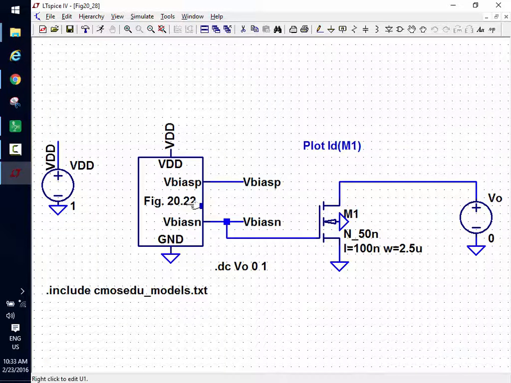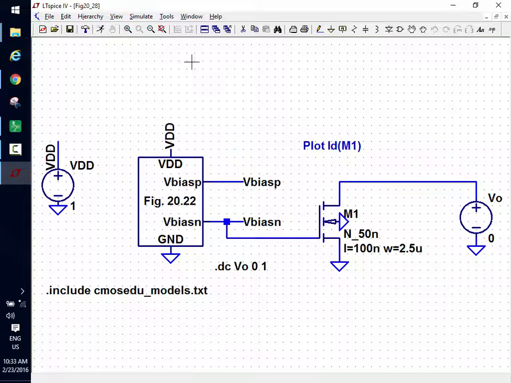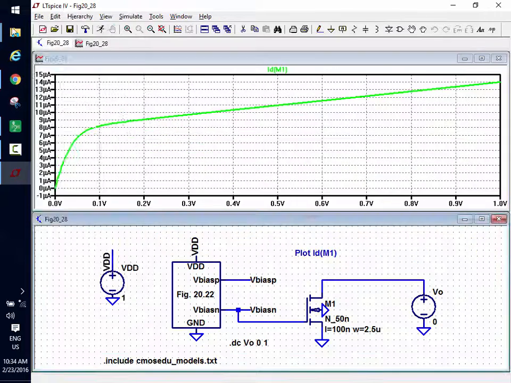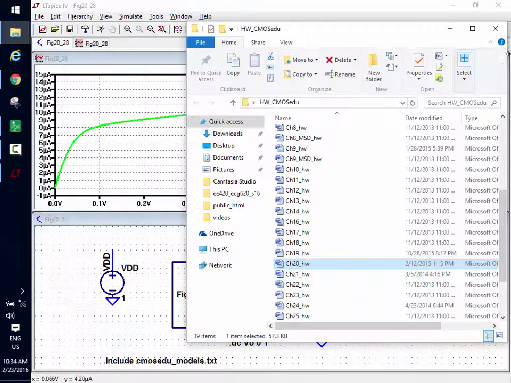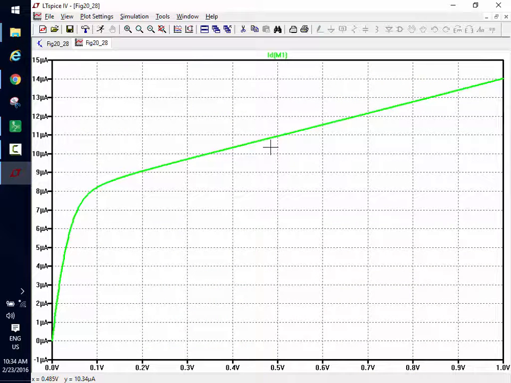Oh, what's this circuit here? Oh, beta multiplier. It's the one we developed last time. Now I'm going from 0 to V out here, so I expect to see a curve that goes up. So I hit run. And I see there's my curve. And I see the horrible output resistance of the device.